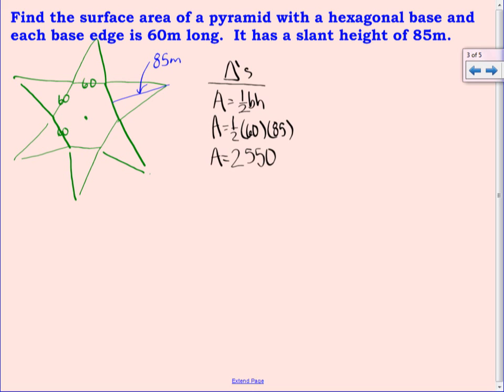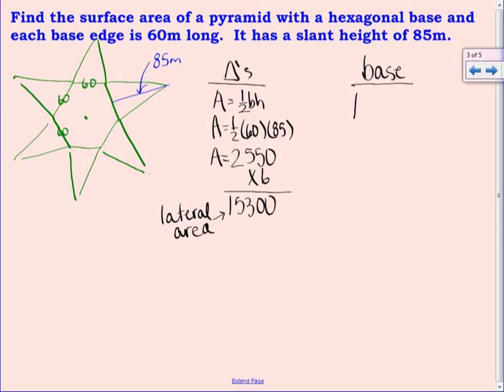What do we have to multiply this by? There are 6 of them. What's that number? 15,300. So the lateral area of any 3D figure is everything but the bases. Okay, so in this case with a pyramid, it's just what all of the triangles equal. But we want the total surface area, so we also need the base, or the hexagon. What's our formula for hexagons, pentagons, octagons?